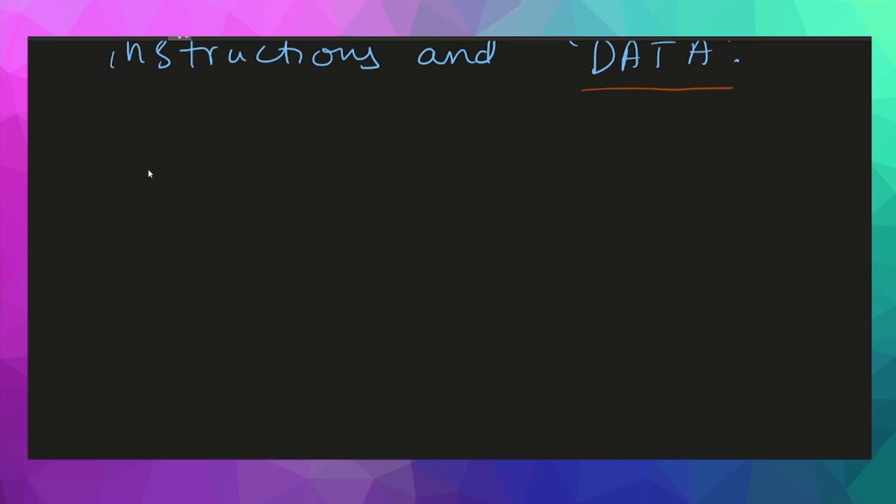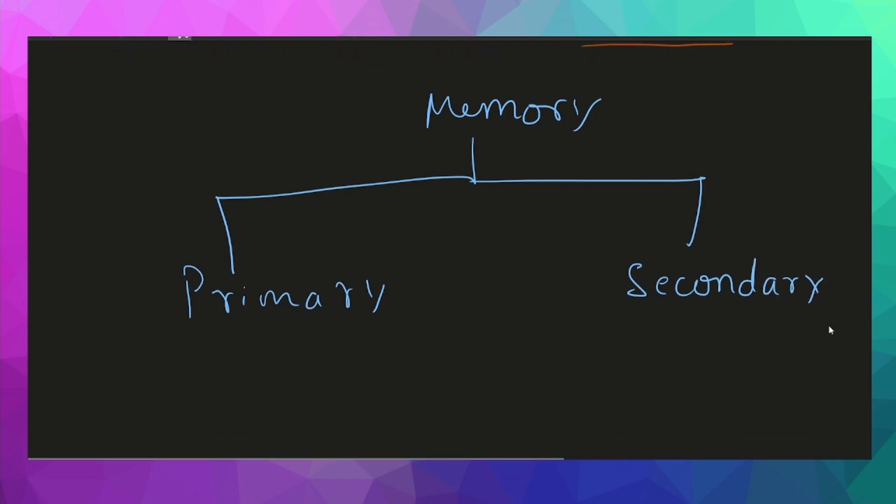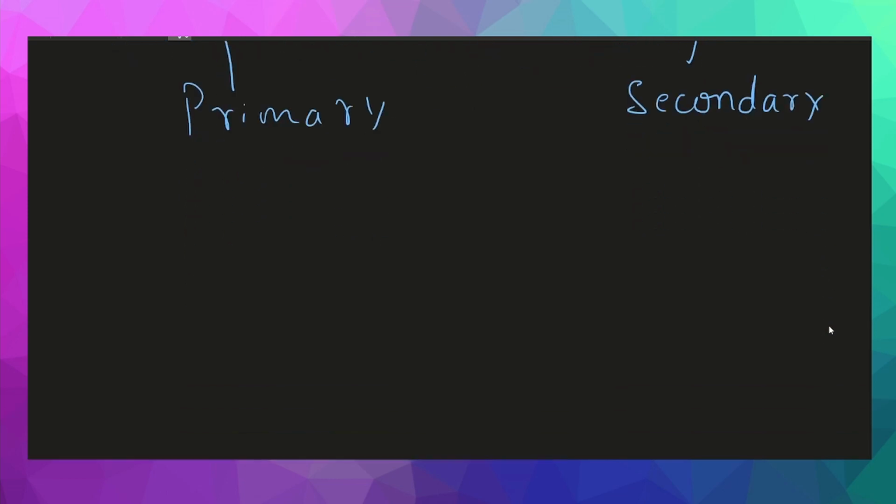Now, there are two types of memory: the primary memory and the secondary memory. So what is a primary memory? What is a secondary memory? We'll see. So, primary versus secondary. Now the primary memory consists of RAM and ROM. Right? RAM and ROM.